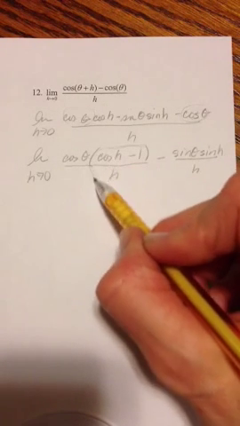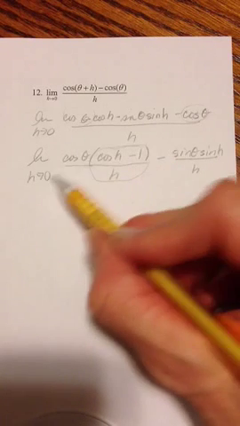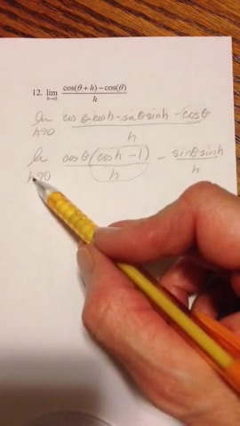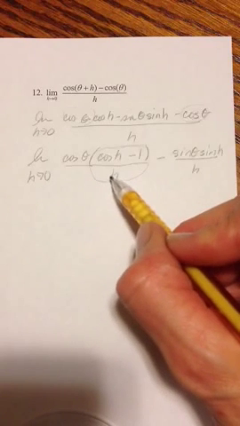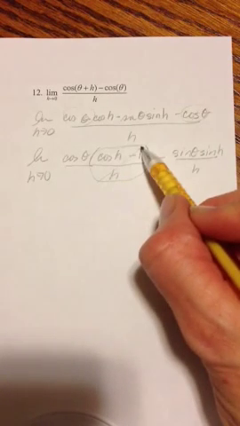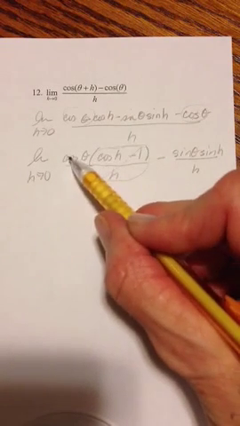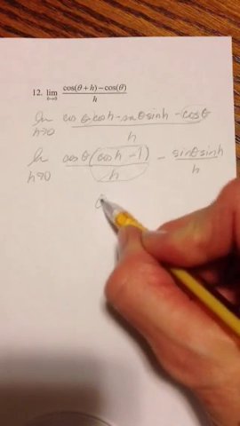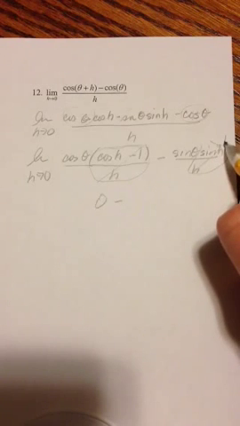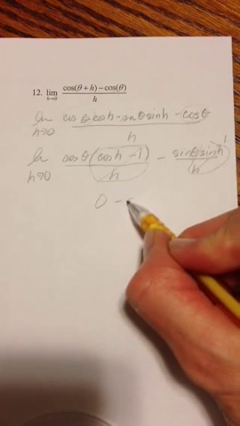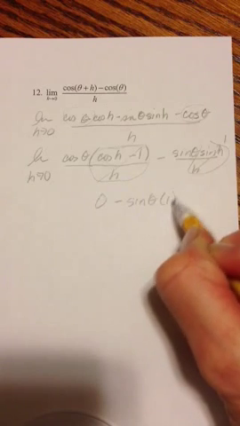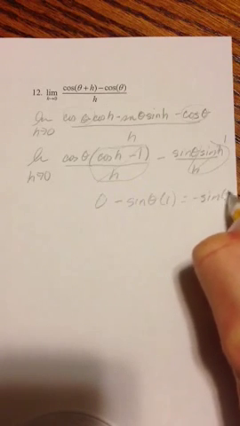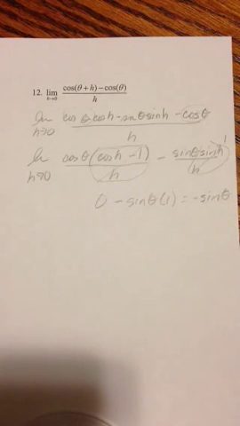Okay. As theta goes, or h in this case, we're no longer talking about theta, we're talking about h. As h goes to 0, this goes to 0. So even though this goes to 1, this is 0. And as h goes to 0, this goes to 1. So minus the sine of theta times 1, or the opposite sine of theta. And that is the derivative of the cosine.